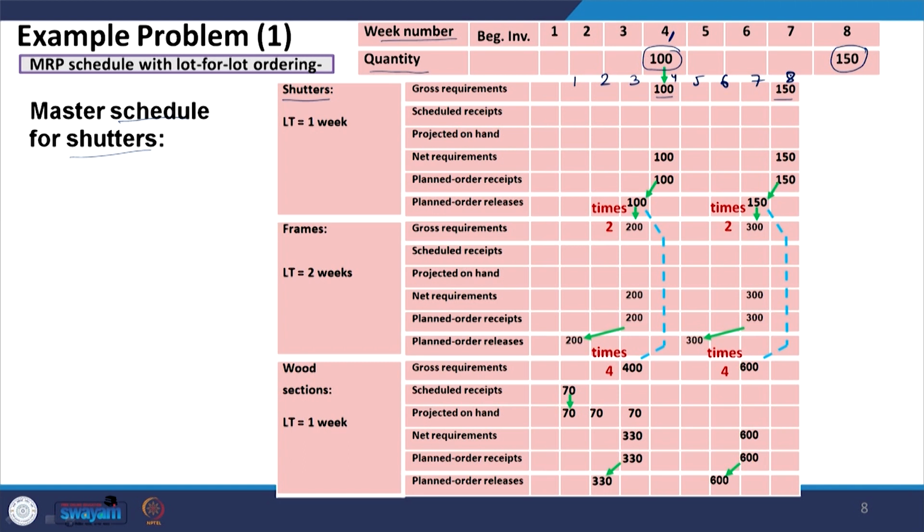Now, for the shutters the lead time is 1 week. Now, you see in this first particular part, this much part is for one component. There are no scheduled receipts, all these are blank.